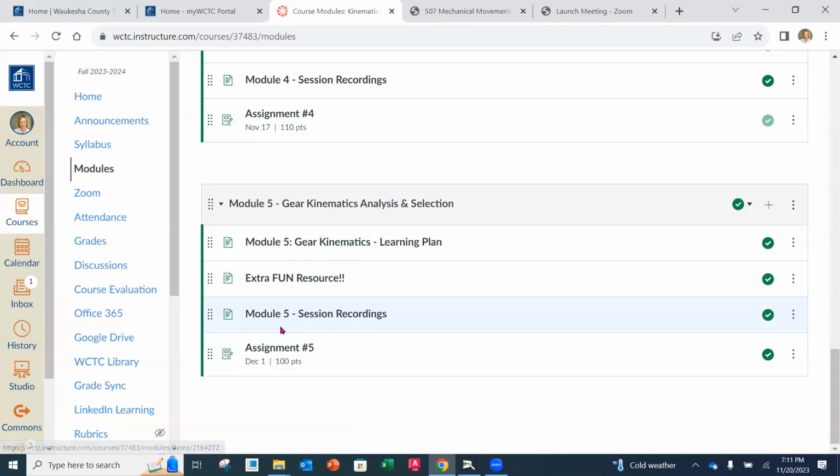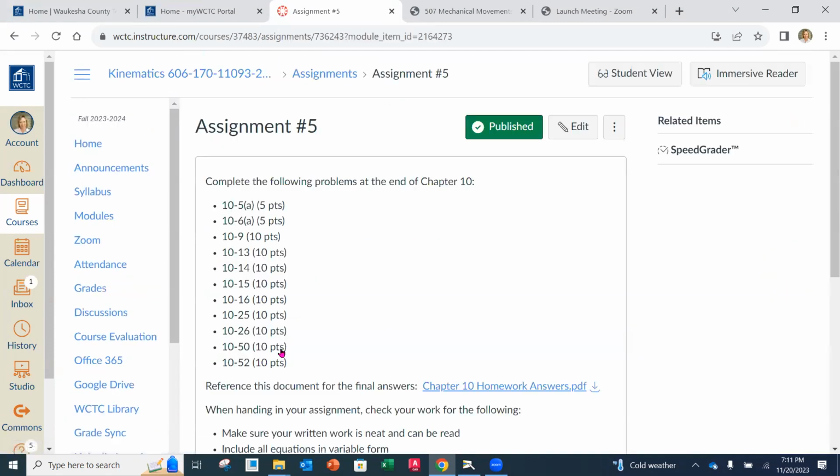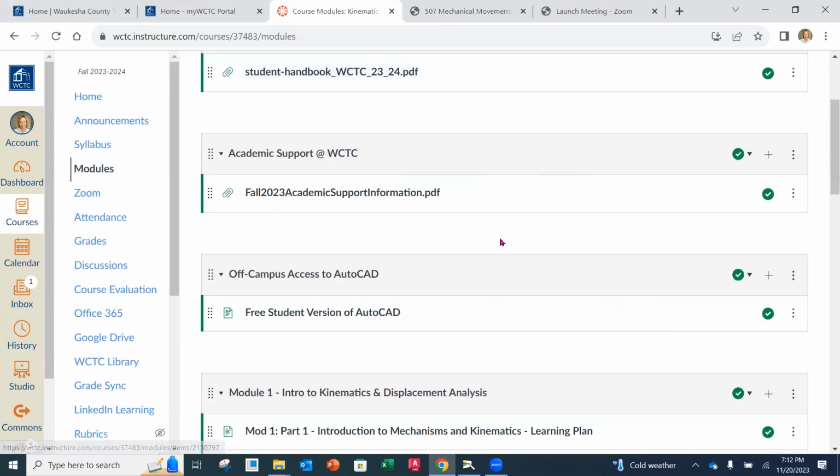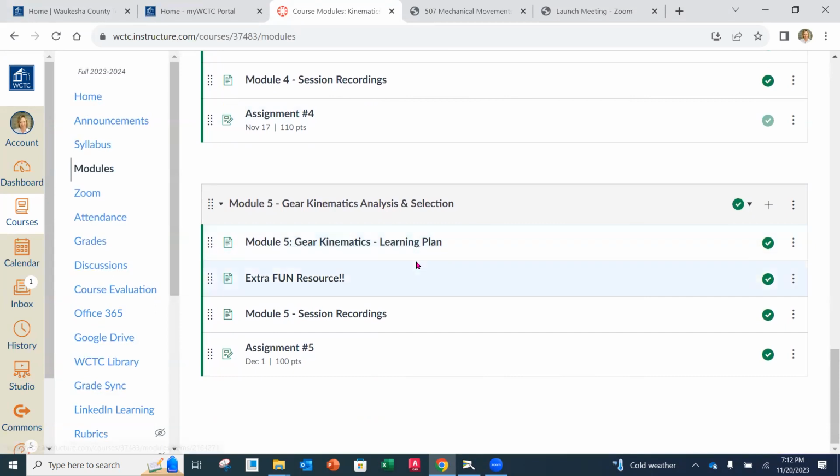Then you're going to notice there will be the session recordings once we get them recorded, and then we have our assignment number 5. There are quite a few problems here, but none of these problems require any AutoCAD work. These are all going to be computations using the relationships and the equations that we discover in chapter 10. Hopefully you're not too disappointed about that. I saw some sighs of relief. It looks like a lot, and I'm not going to say that it's not work, but it's not as involved as what we've had in the previous modules.